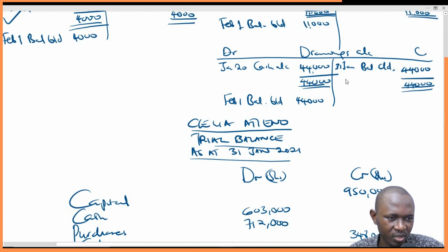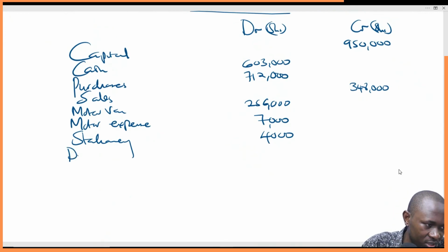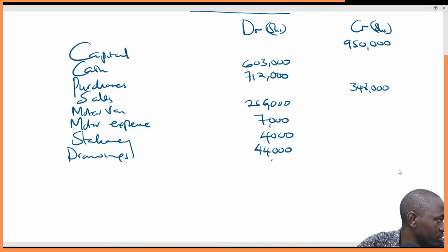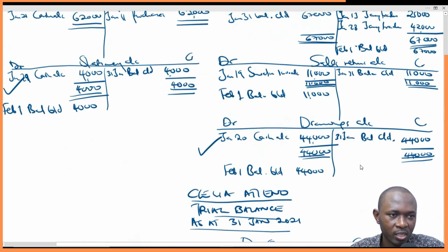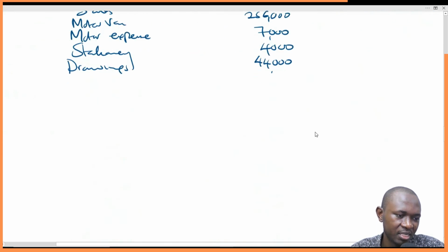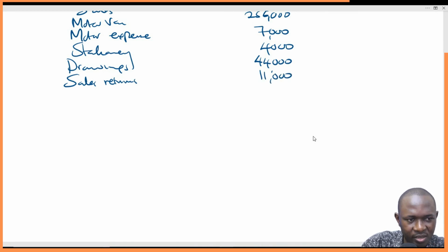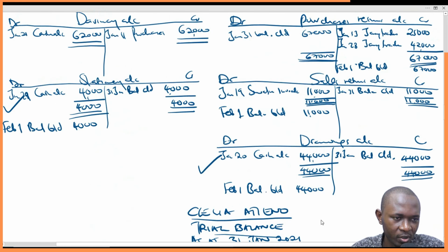Then let's pick from here. Drawings 4,000 on the debit side. So drawings 4,000 on the debit side. Then sales returns 11,000 on the debit side. So sales returns 11,000 on the debit side. Don't worry about the frequency so long as you are doing the right thing, no problem.